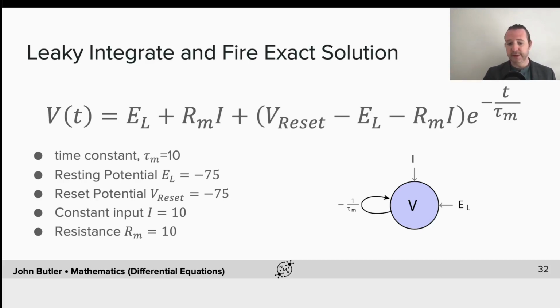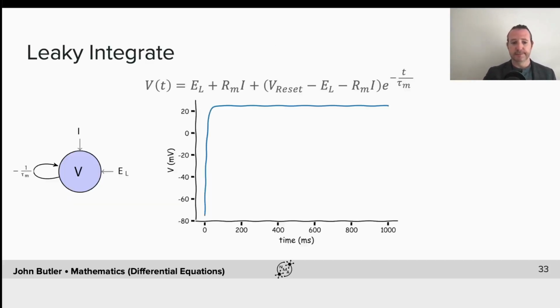And so what we have here is a directed graph. We have our input, we have our internal processing, which is our time constant, and then we have our resting potential. So our solution is just something that exponentially increases and then plateaus.